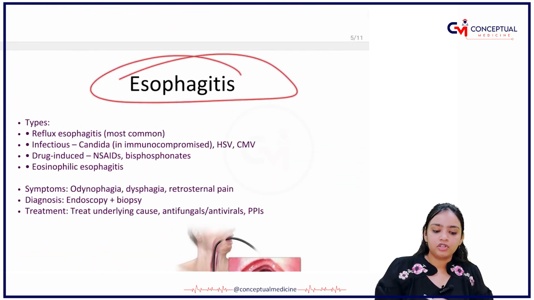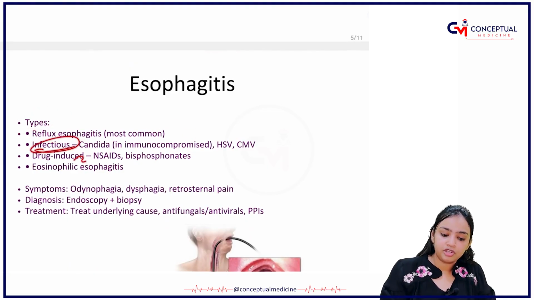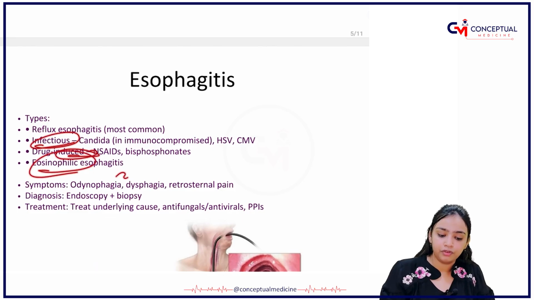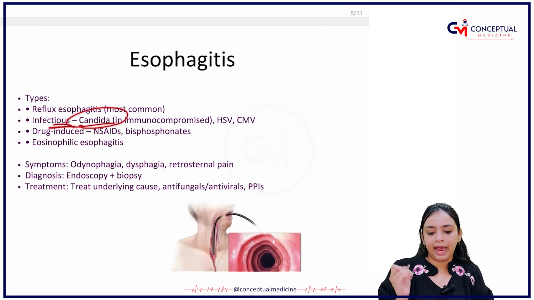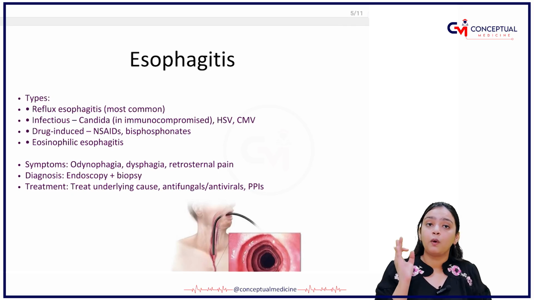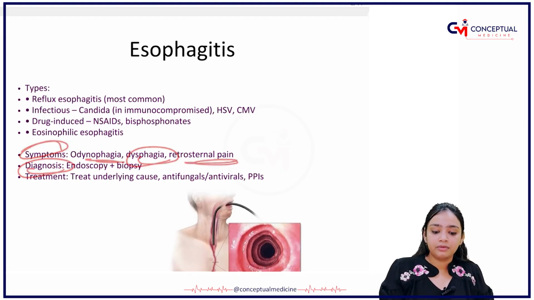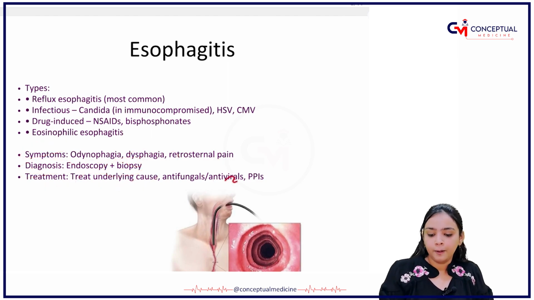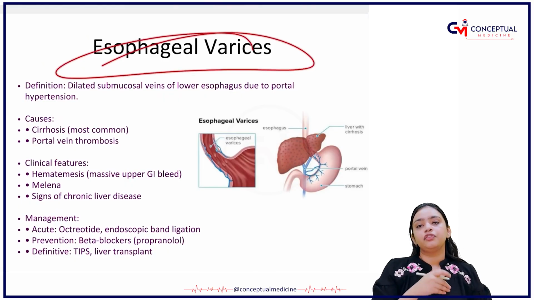Then you have esophagitis. What are the types you have? You have reflux esophagitis, infectious, drug-induced and eosinophilic esophagitis. In the infectious one, you have candida, and we have seen that candida infection mainly occurs in immunocompromised patients. What are the symptoms? You have dysphagia and retrosternal pain. Diagnosis is made via endoscopy and biopsy, and treatment is to treat the underlying cause, and antifungals and antivirals are given.